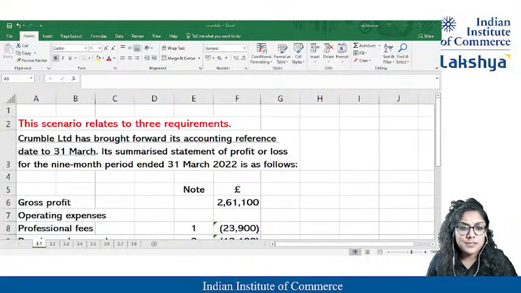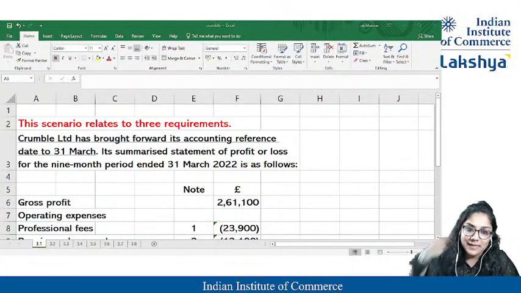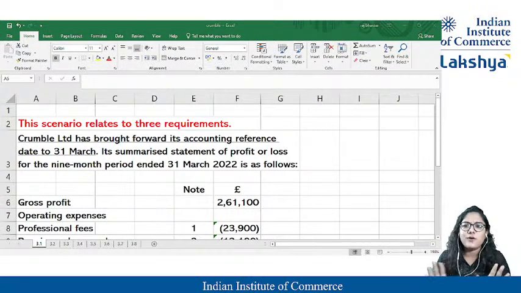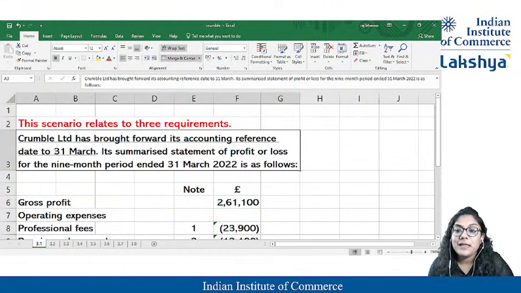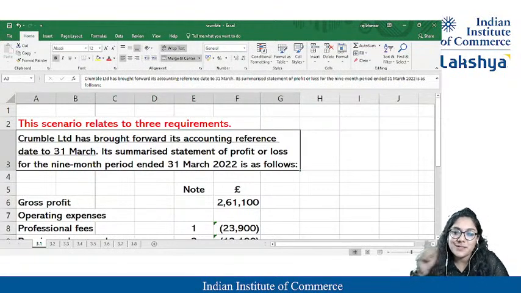In the books, whatever is the relevant situation as per the books, only that we calculate. So all those income tax things we are not calculating over here in the books. So let's read that. Crumble Limited has brought forward its accounting references as on 31st March.